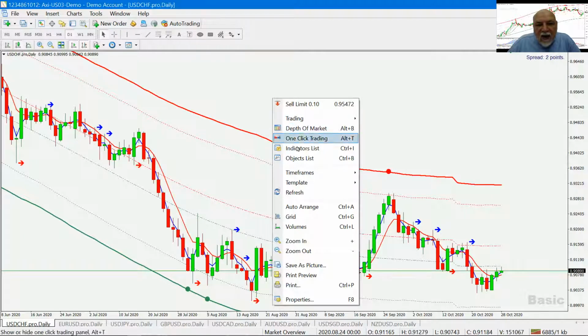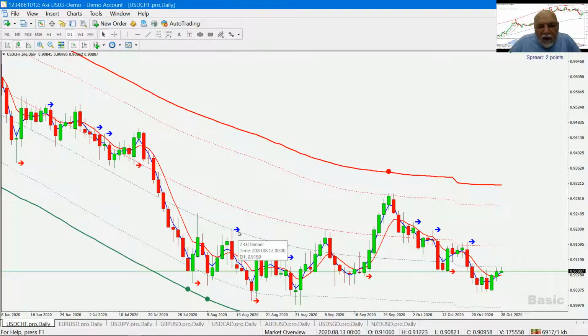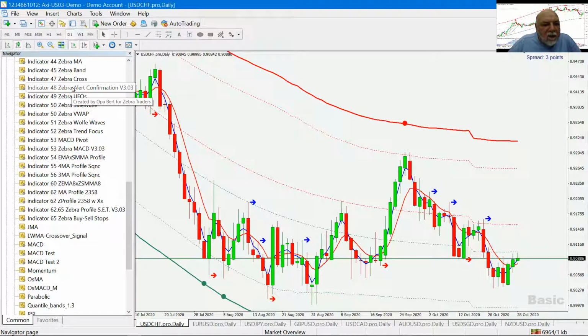Let's take a look and see what indicators are on here. I've got the spread, which is up here, the 33 channel, and I've got my 62.65, but the only thing that I'm showing on the 62.65 is the SET arrows, and I'm only showing 2 of the profiles, okay? And I don't have any of the alerts on here, so let's go ahead and add the alert. That's the 48 zebra alert.